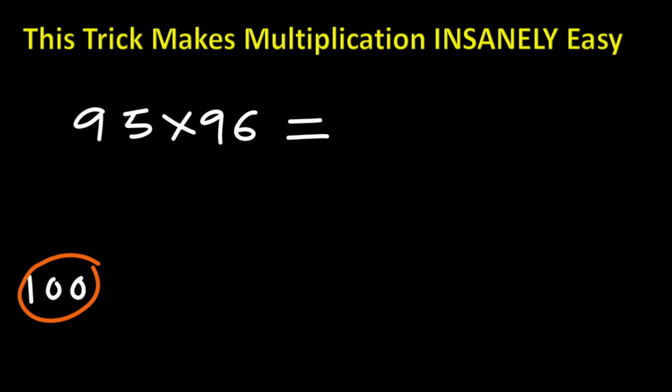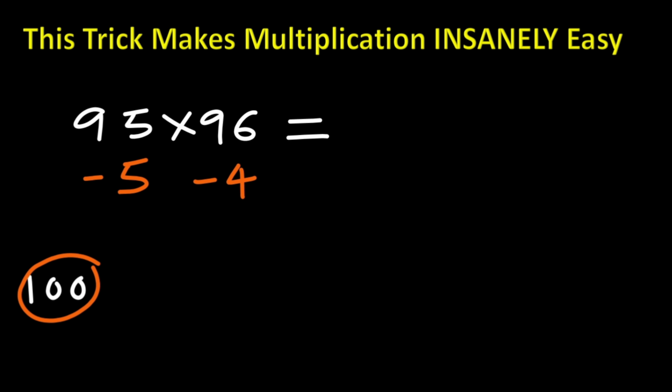And now how much is 95 less than 100? It's 5 less. We write minus 5, as it is less than 100. And now, how much is 96 less than 100? It's 4 less, you write it as minus 4. And now, we do this diagonally.